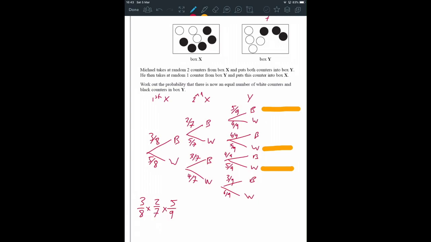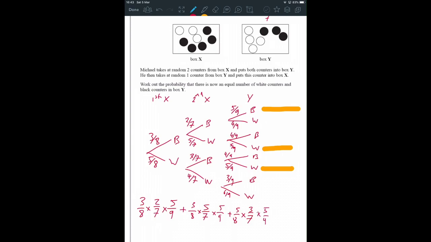that's our calculation. For the second useful branch, it was 3/8 to get the black first, 5/7 to get the white, and then 5/9 to get a white. And then for the final useful branch, we took 5/8 first for the white, then we took 3/7 for the black, and then 5/9.